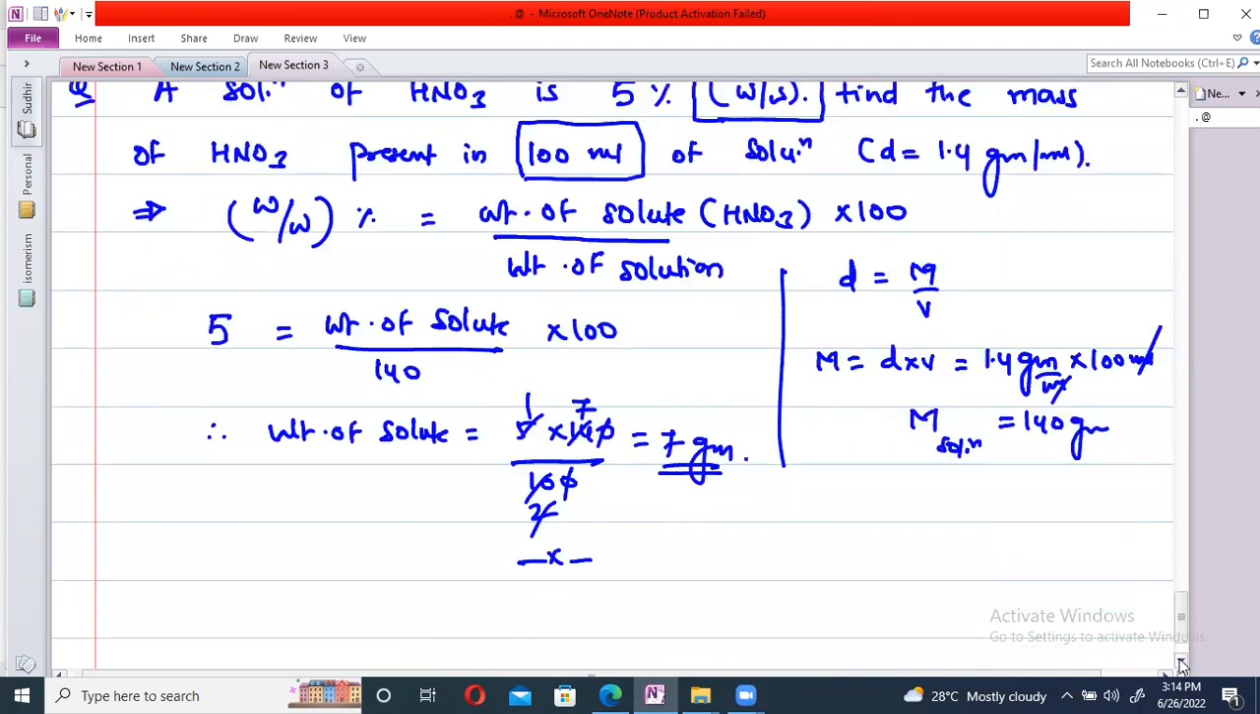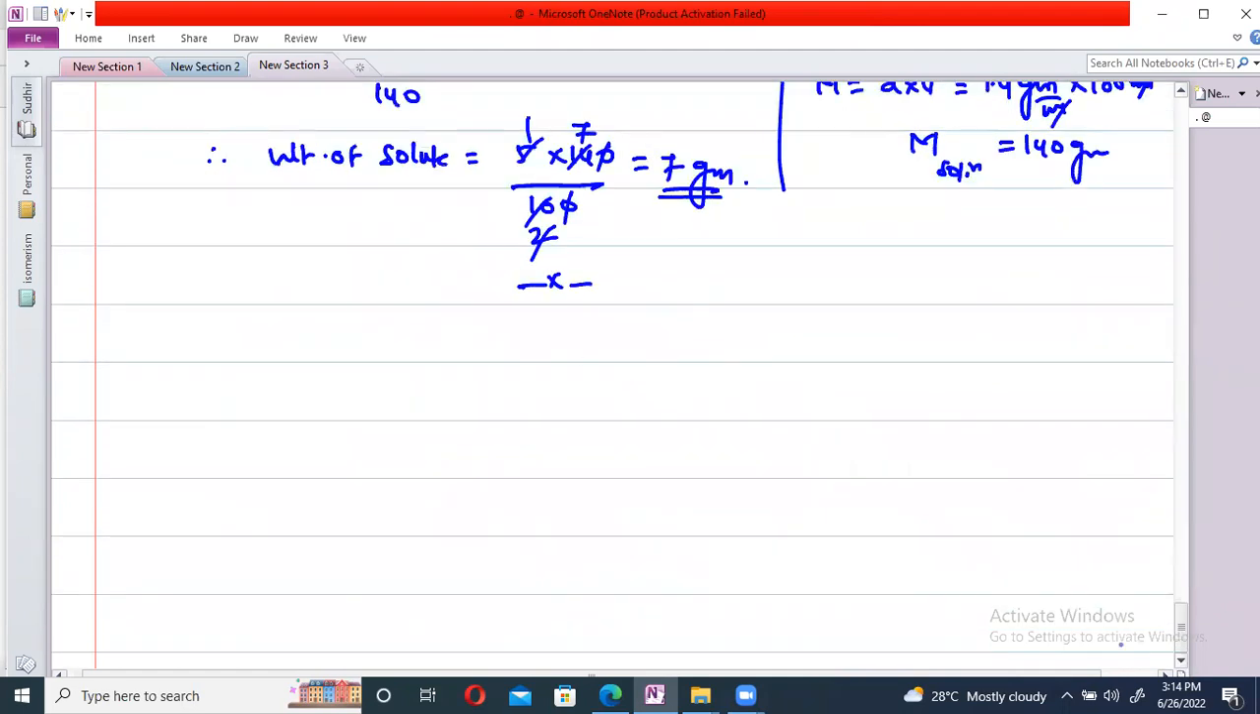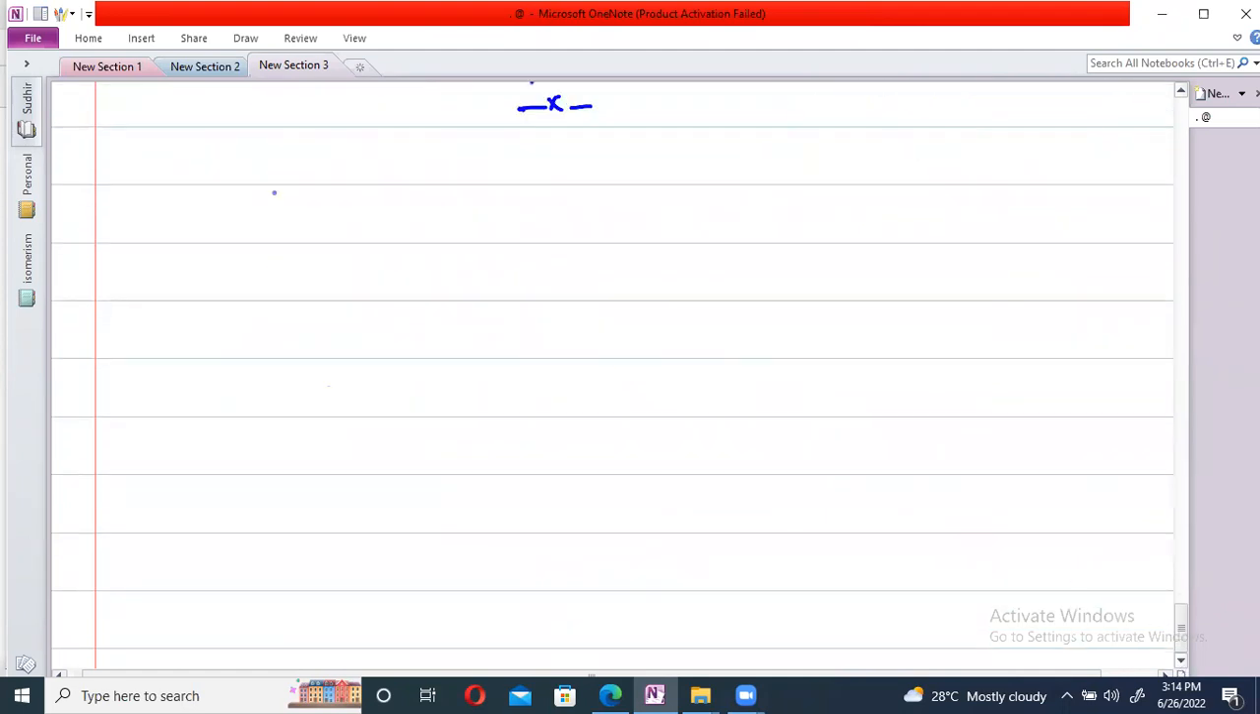So I want to go with one more concept after the weight by weight and all. The next concept is, what is a mole fraction? It also comes under the part of temperature independent. Now we'll see what a mole fraction is and how to calculate it. Mole fraction is denoted in the form of x.